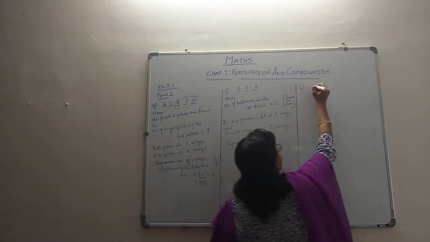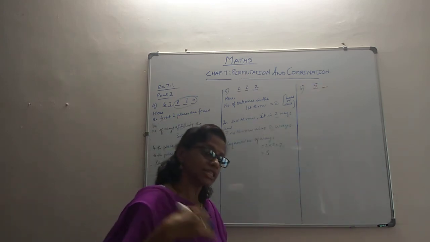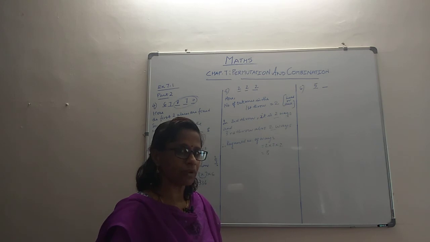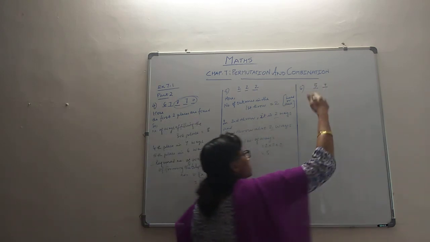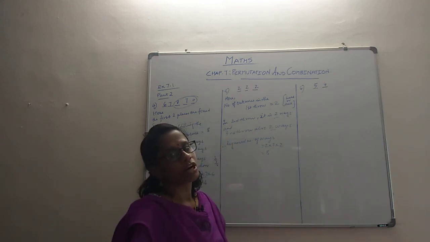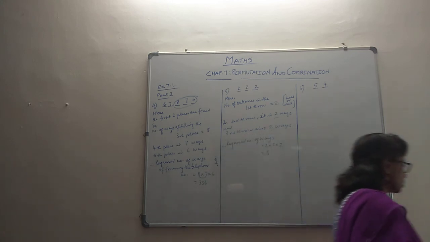So the repetition is not allowed. Out of the 5 colors, we choose the first color, so the first position has 5 choices. Then for the second position, the choice is reduced by 1, so you've got only 4 choices, and that place can be filled in 4 ways. Total number of ways of doing it is 5 into 4. They say it is one below the other.